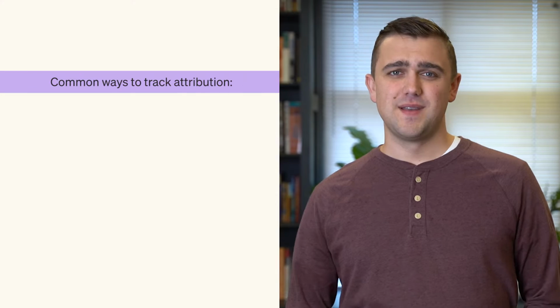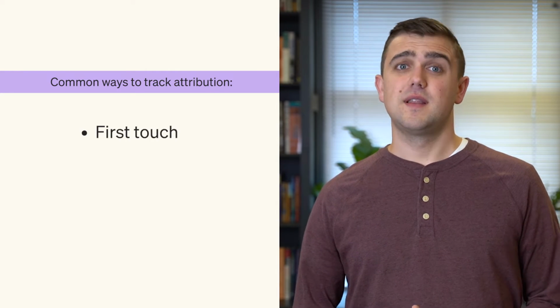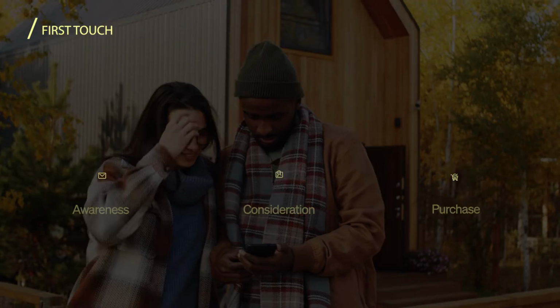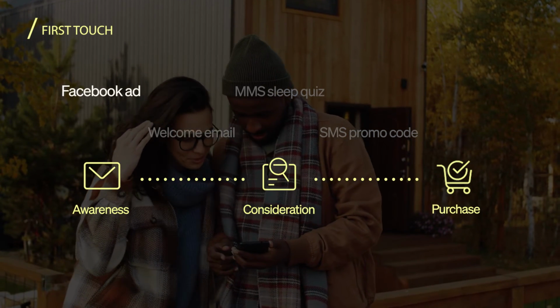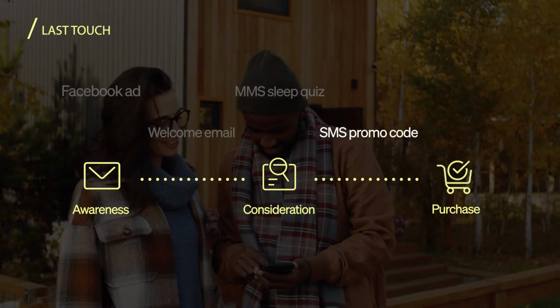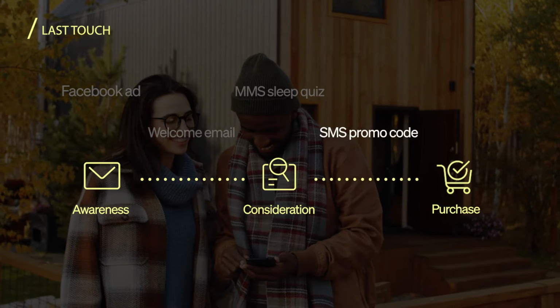Now let's take a look at attribution in the context of the customer journey. There are a few different ways to track attribution. First touch, last touch, and multi-touch attribution are some of the most common. First touch will attribute the first marketing interaction your customer experiences to the conversion, giving it credit for the success. Last touch is similar, but instead gives credit for the conversion to the last marketing interaction the customer engaged with.